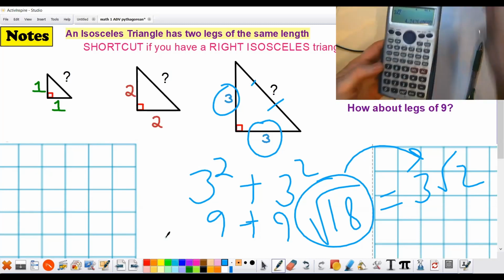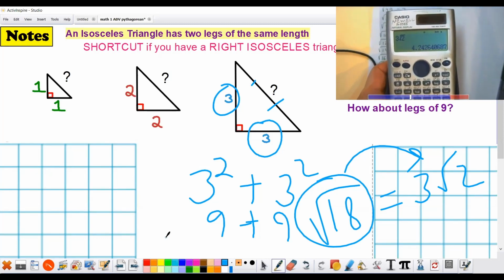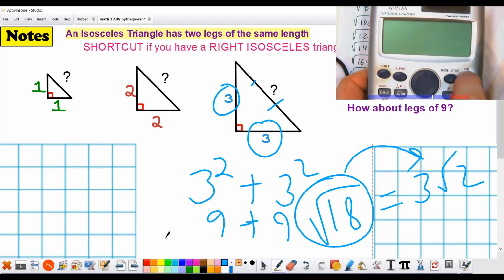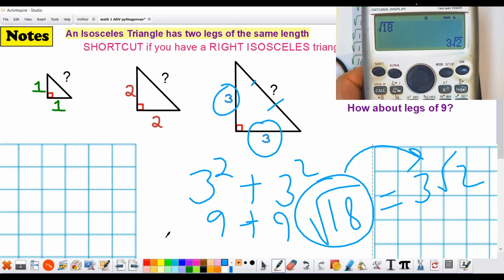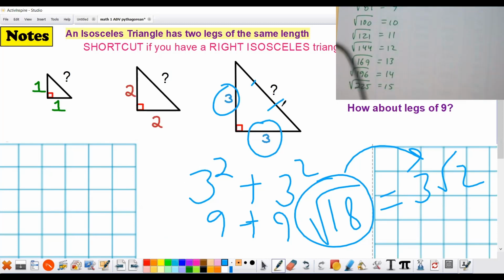When I put the square root of 18 in my calculator, it says that's 3 times the square root of 2, which is about 4.2. If I did it on graph paper, it actually works.